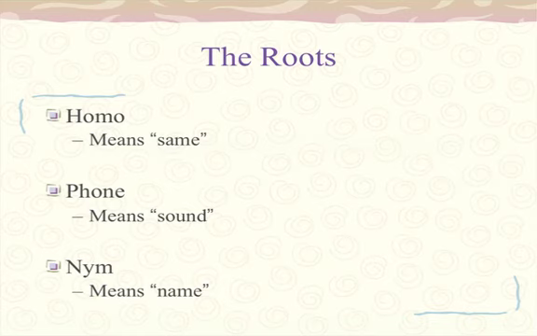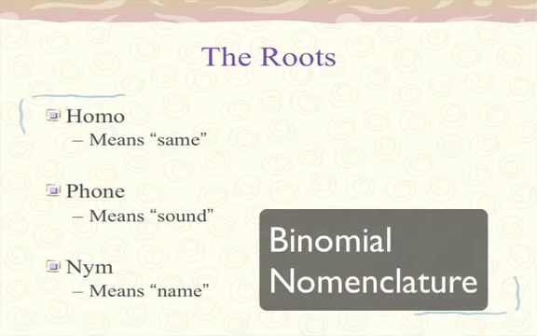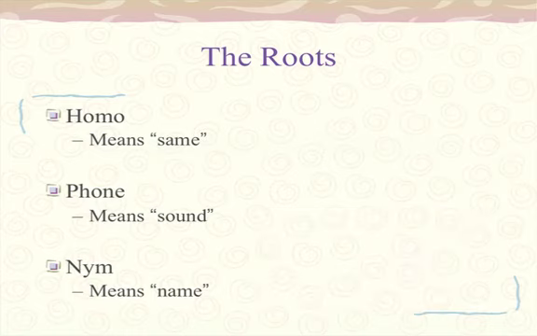So maybe in science class you've heard of binomial nomenclature, nome meaning naming. And that's how we named our species. We had binomial, which is two names, and then nomenclature, which is the idea of naming something.